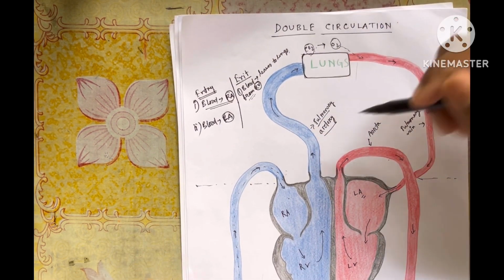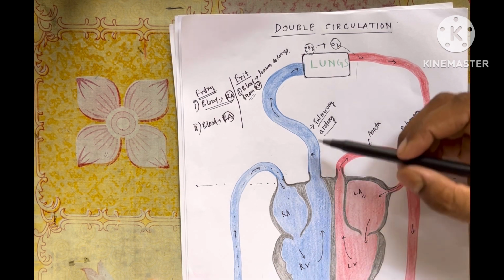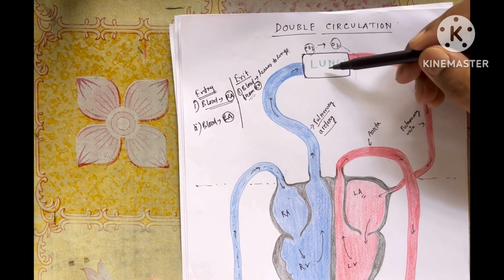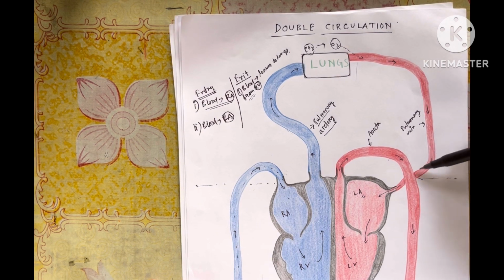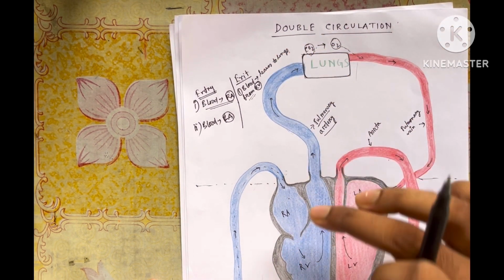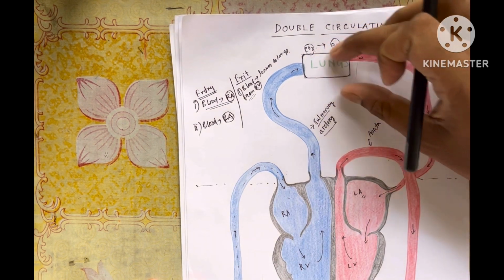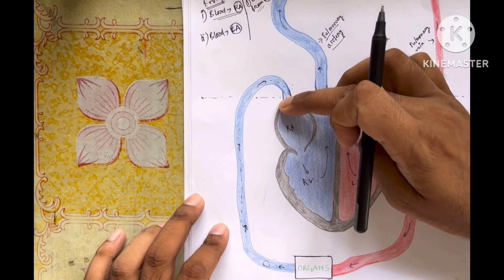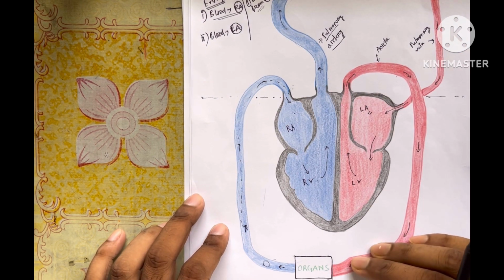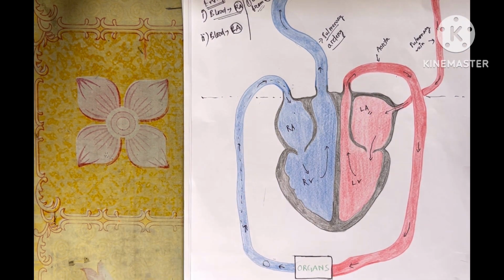Pulmonary circulation is what? From the right ventricle, when it ejects its content towards the lungs, and through the pulmonary vein, when it again comes back to our left atrium, that portion is called pulmonary circulation. Means upper part, heart to lungs and lungs to heart, this is called pulmonary circulation. Organs to heart and heart to again organs, it is called systemic circulation.